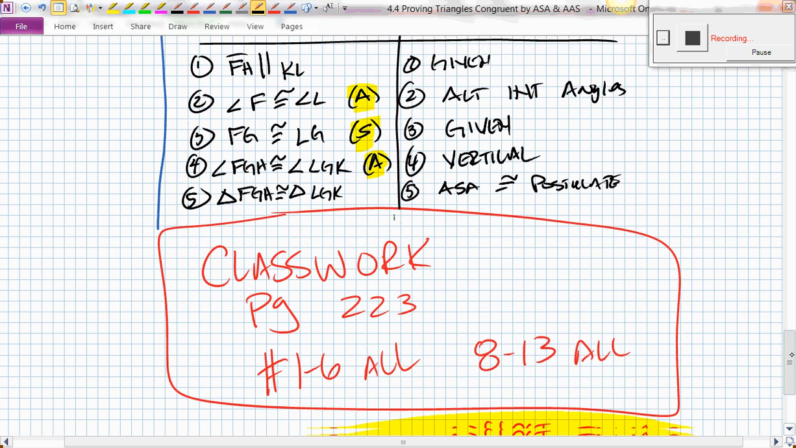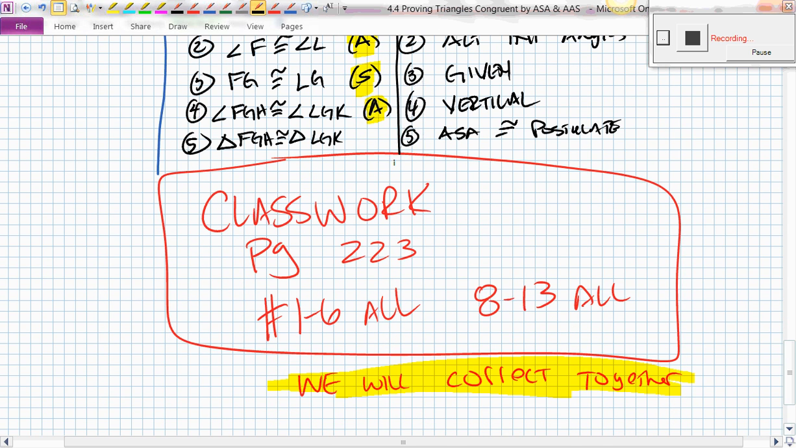All right, great. Then we had some classwork. There it was. It's page 223, 1 through 6 all, and then 8 through 13 all. All right, there you go.